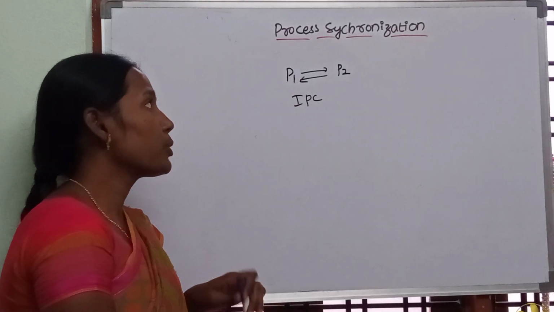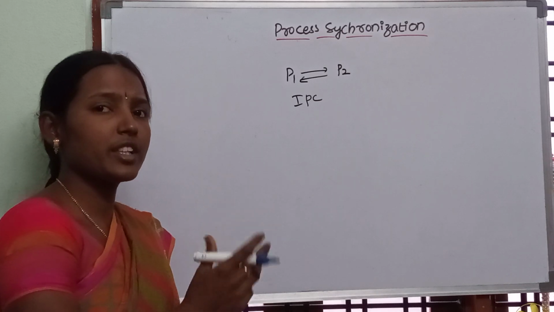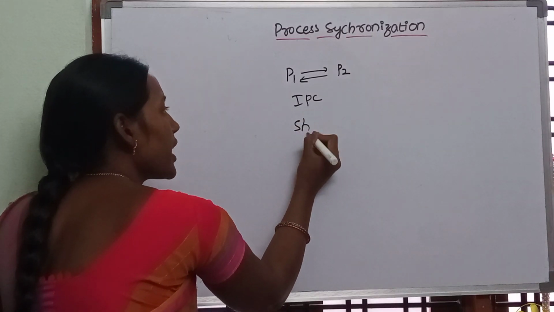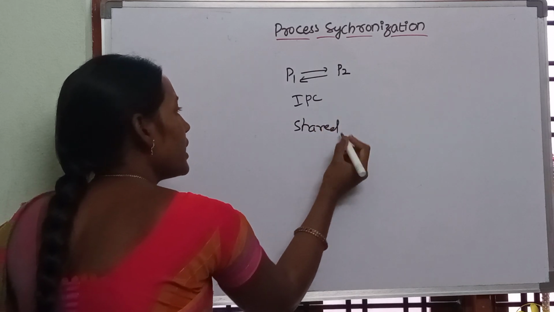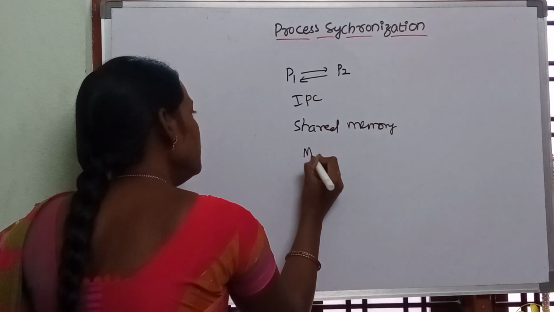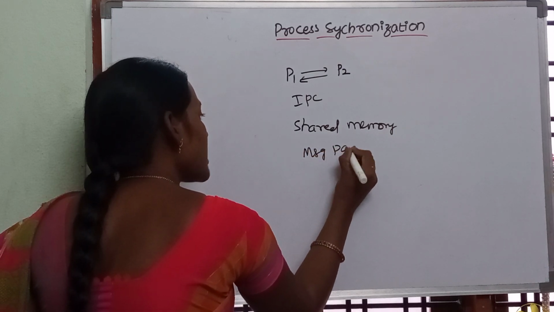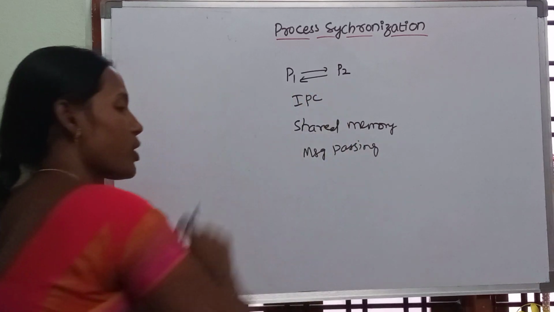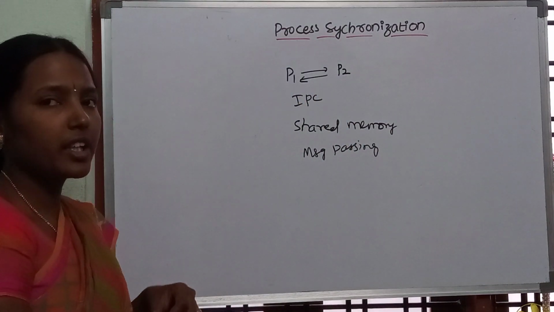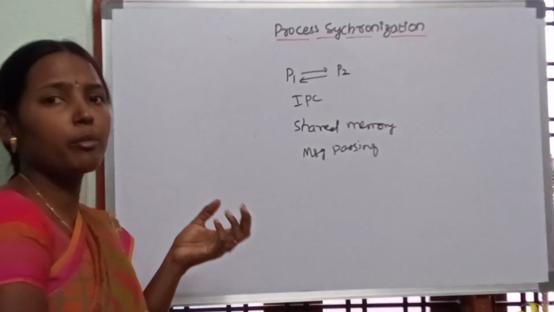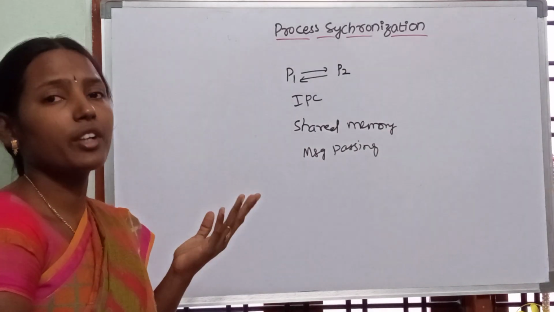Now if two processes want to interact with each other, they can communicate with the help of shared memory and message passing techniques. With the help of these two techniques, both the processes communicate with each other. Now when two processes have shared memory, there may be a conflict.